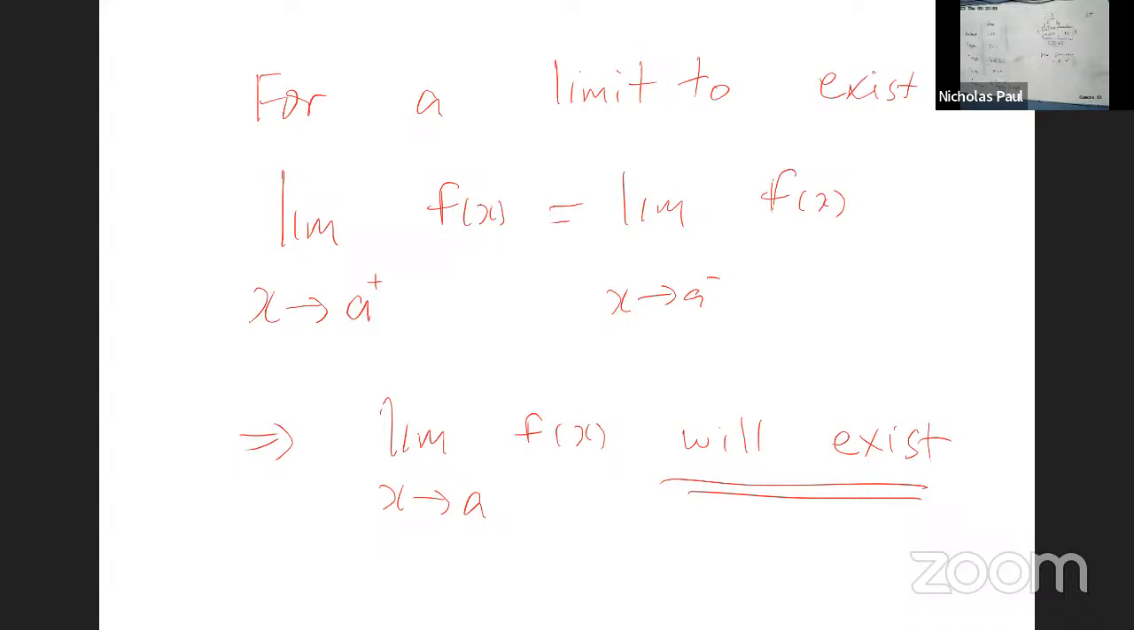Let me repeat the explanation. For the limit to exist, basically, what you have to do is check the value from the right and the value from the left, and they have to be equal. All right, I'm going to show you some examples now.